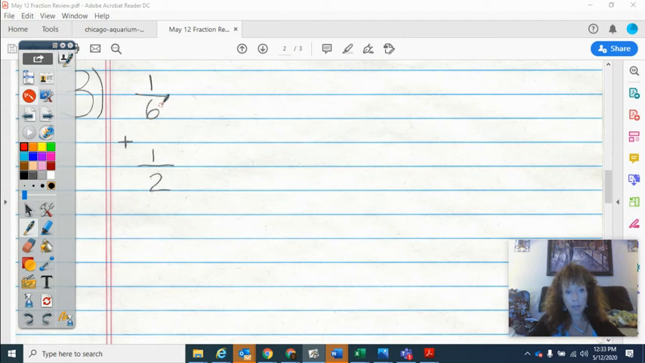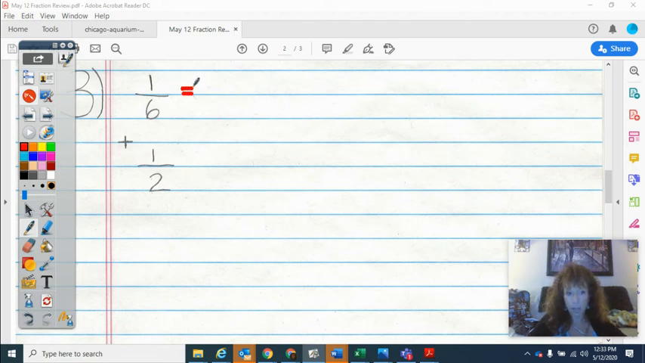I checked my denominators and I notice they are not the same. So I'm not going to start adding yet, because if I do that, I will get the wrong answer. If I add 6 plus 2, that will not give me the correct answer. So I need to find a common denominator.